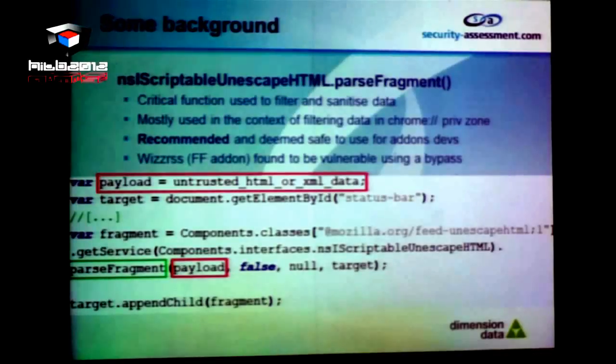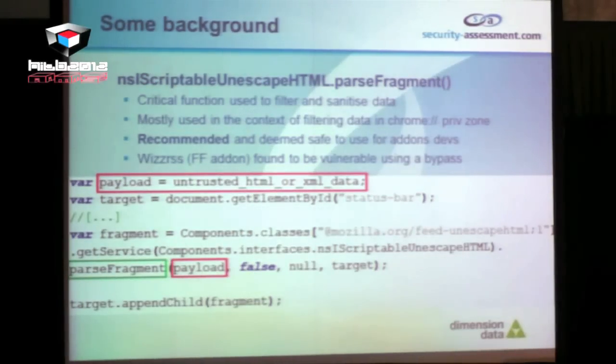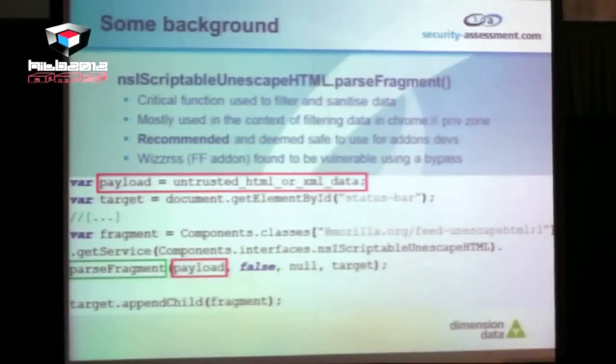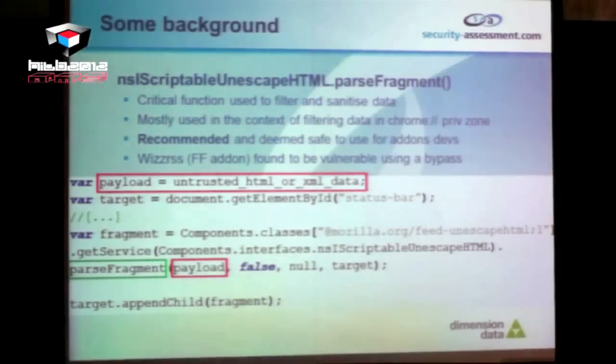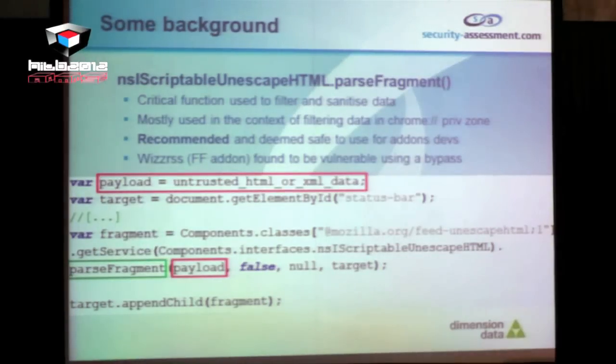The problem is this function, nsIScriptableUnescapeHTML.parseFragment. This function is recommended by Mozilla to filter untrusted HTML payloads. Let's say you have an add-on, and you want it to interact with a page on the internet. You use this function to filter the page and then do things with your add-on. In the screenshot below, you can see an example: payload is your untrusted HTML, then you have fragment, and you use the parseFragment function to filter the payload, and the result is filtered, so it should be safe to use in the context of the add-on.